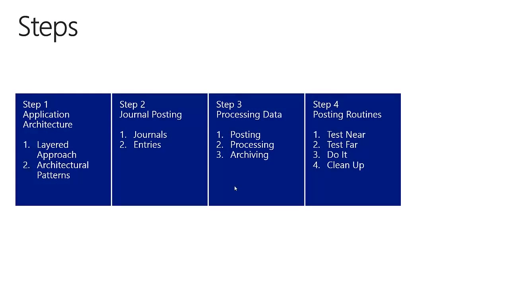In this video we will be going through 4 easy steps. In the first step, we will look at the general application architecture to see how posting processes flow through the application. In step 2 we will briefly touch on journals and entries, and in step 3 we will discuss the difference between posting, processing and archiving, and explain how to decide which design pattern to use. In the last step we will deep dive into the design of a posting routine in Dynamics NAV, and we will look at an example posting routine we will design from scratch.